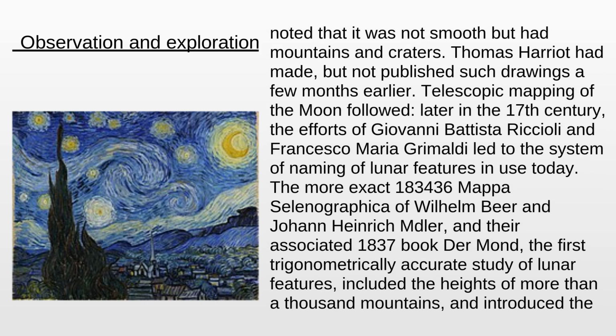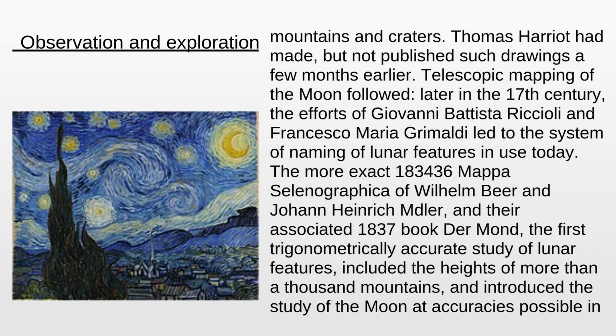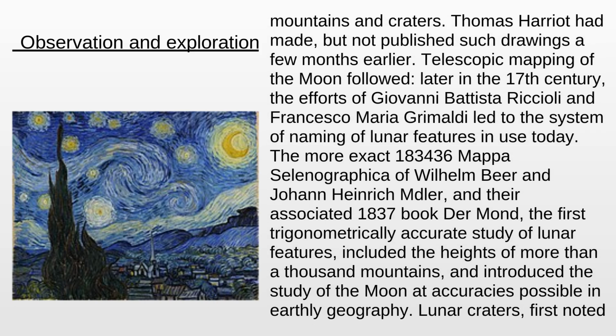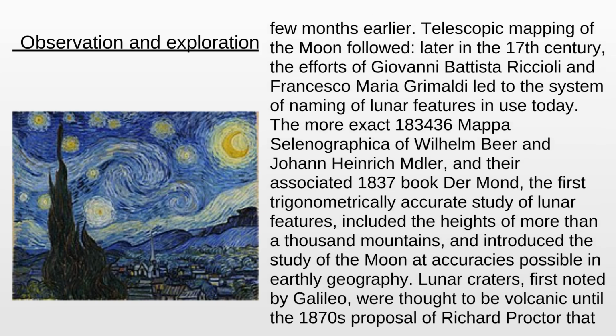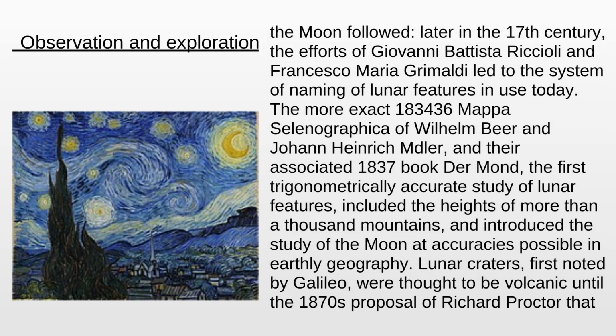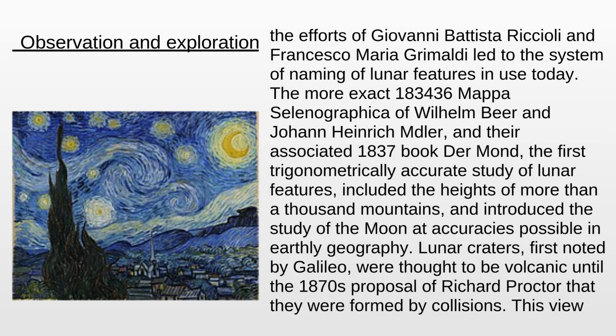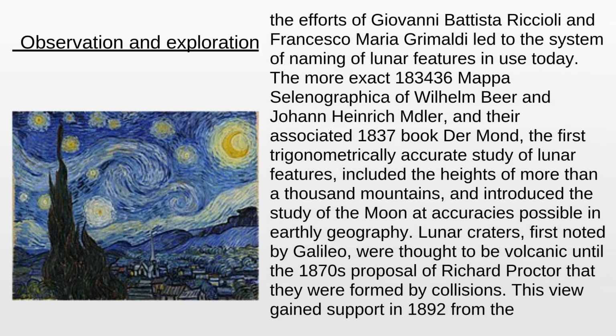Thomas Harriot had made, but not published, such drawings a few months earlier. Telescopic mapping of the Moon followed. Later in the 17th century, the efforts of Giovanni Battista Riccioli and Francesco Maria Grimaldi led to the system of naming of lunar features in use today.